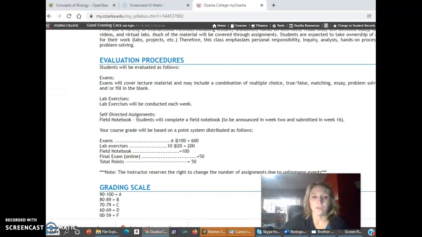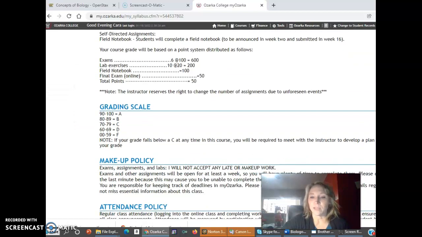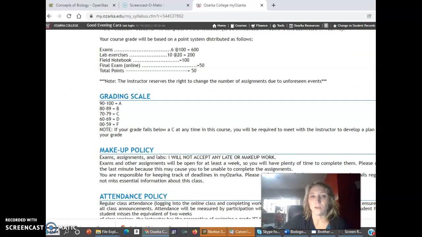I just grade on a typical scale using total points. There will be 6 exams that are worth 100 points each. There will be about 10 lab exercises, and then a semester-long project, the field lab notebook, worth 100 points. I'll describe that in more detail next week. And then the final exam, which is worth 50 points. The exam for this class is online, so you will not need to come to campus.